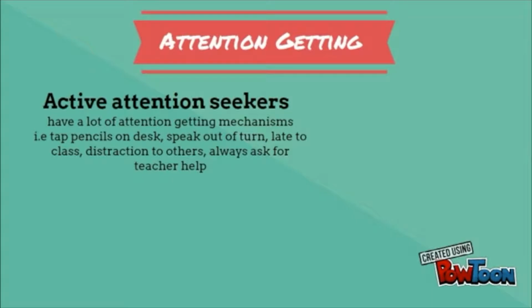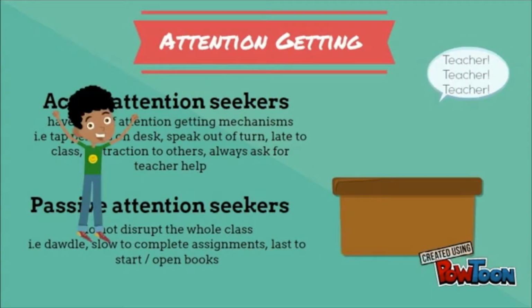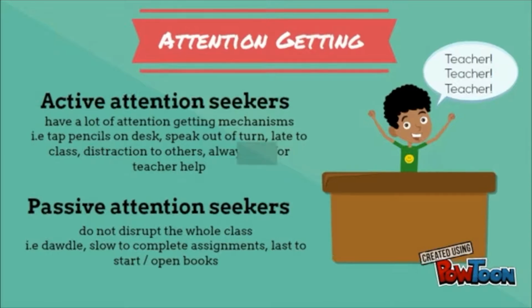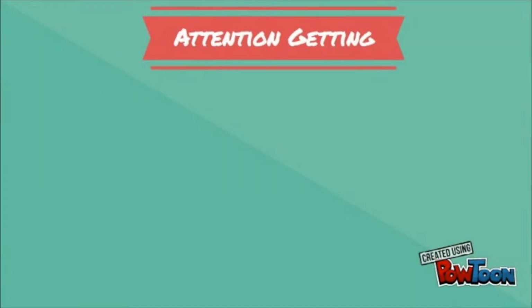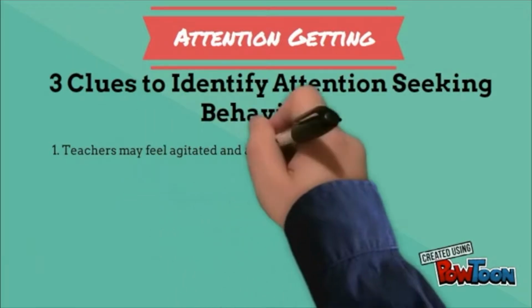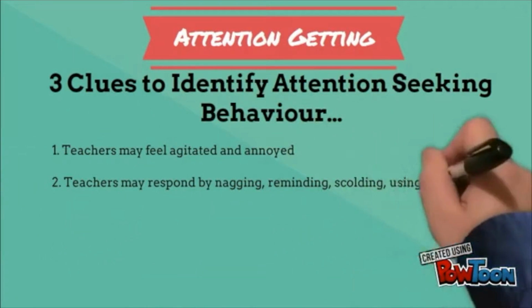There are 2 types of attention seekers, active and passive. An active attention seeker displays a lot of attention getting mechanisms. For example, a student may tap their pencil on their desk, speak out of turn, or may ask for the teacher's help. Whereas a passive attention seeker does not disrupt the whole class, but instead may dawdle, are slow to complete their assignments, and are the last ones to open their books.